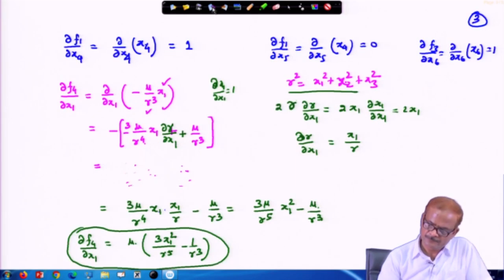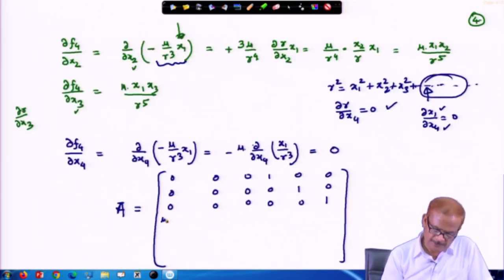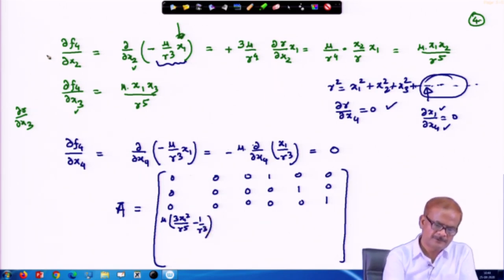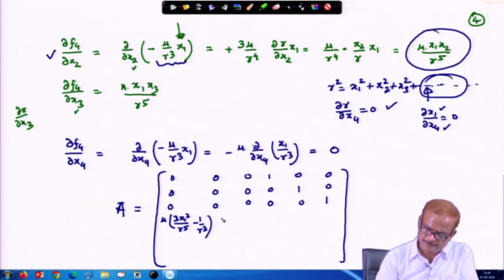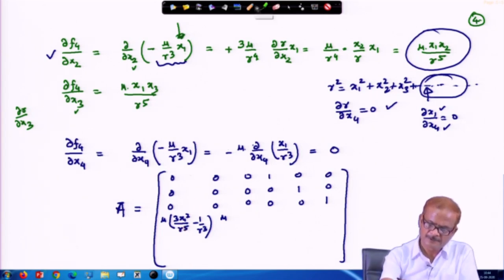So, ∂f4/∂x1 already we have evaluated, ∂f4/∂x1 is the quantity we have written here. Okay. So, this is mu times 3 x1 square by r to the power 5 minus 1 by r cube. This is the first element. The second element, ∂f4/∂x2 is mu times... we would not be able to adjust here, let me try. So, we will go on the next page.